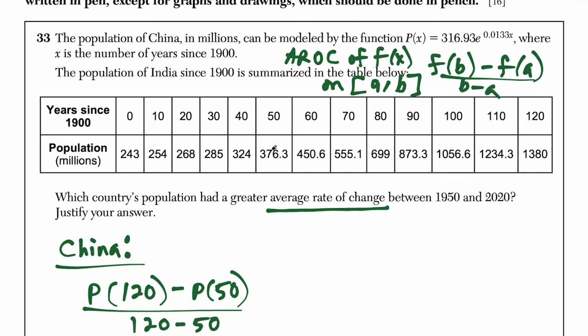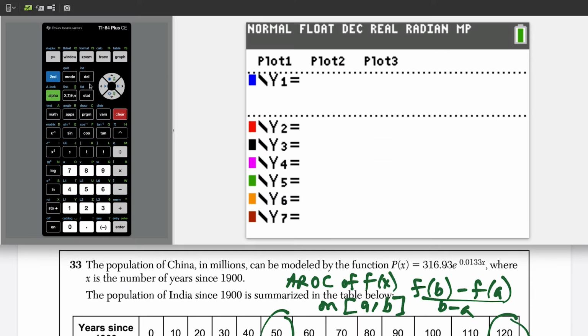When we have to do this for India a moment later, here we could just grab the values from the table. So we have these values here that we would use. So for this question, I'm going to go over to the y equals, and I'll type in 316.93 times e to the power 0.0133 times x. And what I'm going to do is go back to the main screen.